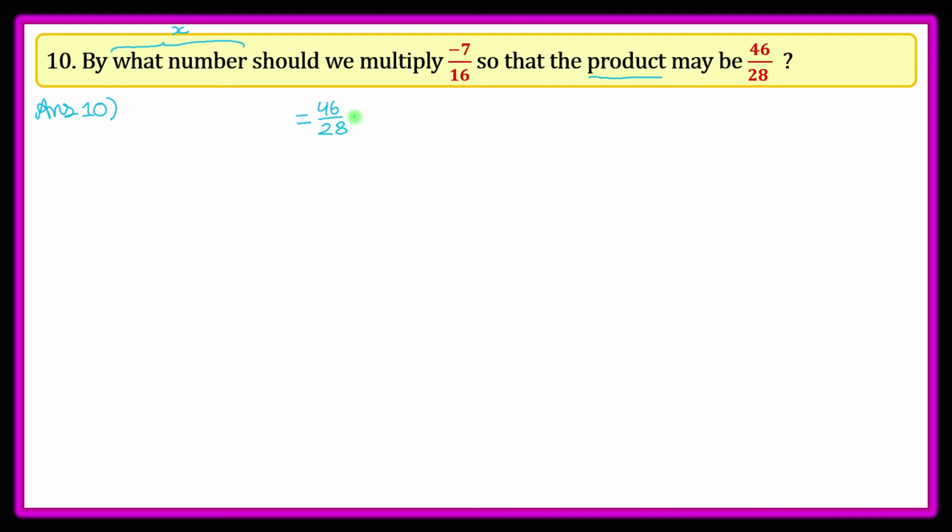One simple rule. Now, as it is asking which number we should multiply minus 7 upon 16 by, write minus 7 upon 16 and multiply it with the number you want to figure out. So this is the equation: minus 7 upon 16 x equals 46 upon 28. Why 46 upon 28? Because 46 upon 28 is the product, and the product is the result of the multiplication.